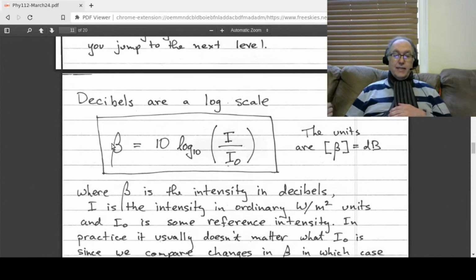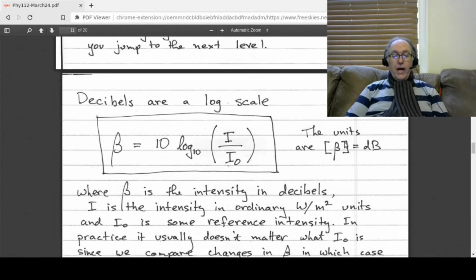Whereas if you see the intensity written as watts per meter squared, you're actually working with the intensity as we defined it above. Okay, so beta is this intensity in decibels. It's the log scale for the intensity. I is the intensity in watts per meter squared, and this I naught is actually a reference intensity, and it almost doesn't matter what you choose for that reference intensity as long as you're consistent throughout. In fact, for many of the problems that we're going to do, the reference intensity just drops right out anyhow.